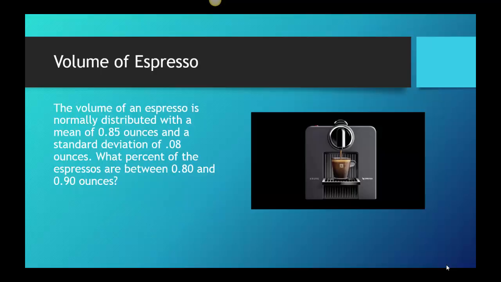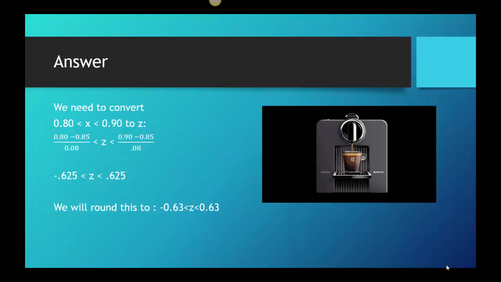So let's change the type of example and say, let's look at espresso. So what if we have a machine that gives a normal distribution of the espresso where the volume is 0.85 ounces and the standard deviation is 0.08. I want to find the percent of time the espressos are between 0.8 and 0.9 ounces. So notice I gave you two data points, 0.8 and 0.9. That means I'm going to have two conversions.